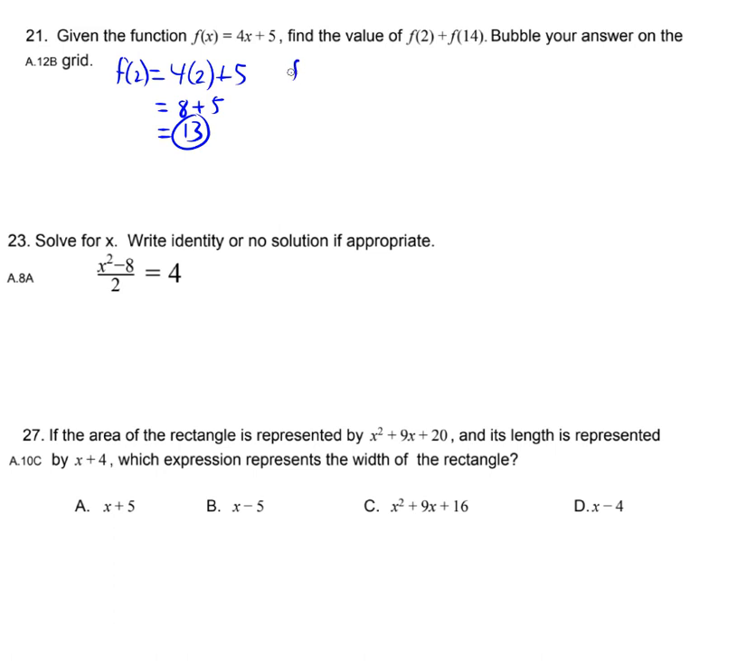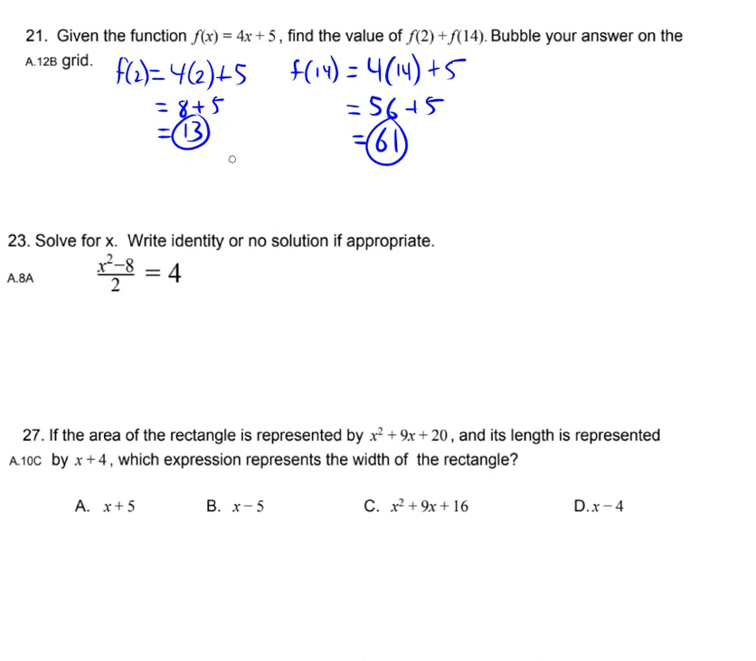And this is going to be f of 14, which is equal to 4 times 14 plus 5. And 4 times 14 is going to be 56, okay? So 56 plus 5, which is equal to 61. So I now have my two things. I have f of 2 and f of 14.